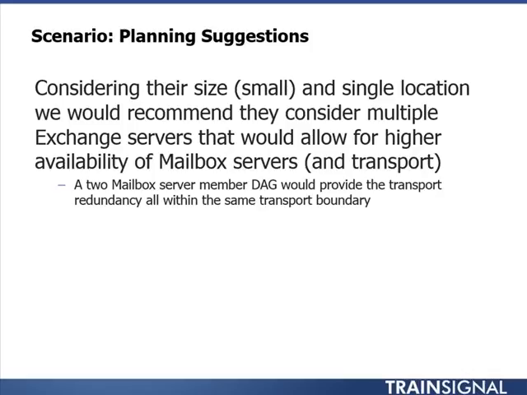So that's great as far as the high availability for the database itself, but in terms of the transport redundancy, because we've added another mailbox server, automatically that would provide the transport redundancy that we need. The fact that they're members of a DAG would mean that they're all part of the same transport boundary, but in all honesty, even if we didn't create a DAG, the mailbox servers in the same local Active Directory site would still be part of the same transport boundary.